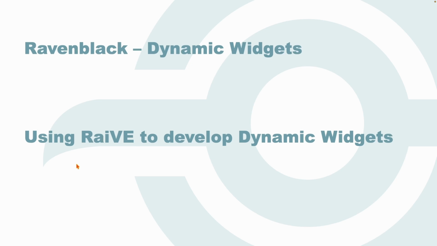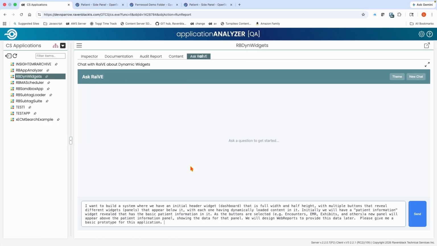But I'd be remiss if I didn't include a final section where we demonstrate how we also can use our built-in AI product to help with developing dynamic widgets. So I'm going to use a quick example of using Rave to create something like the solutions that I was just showing you.